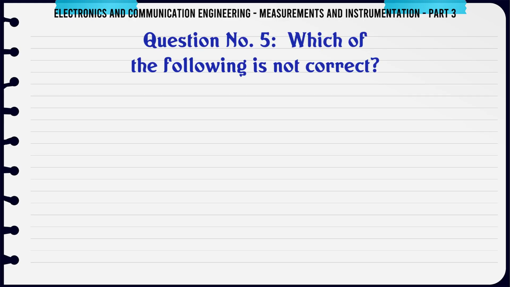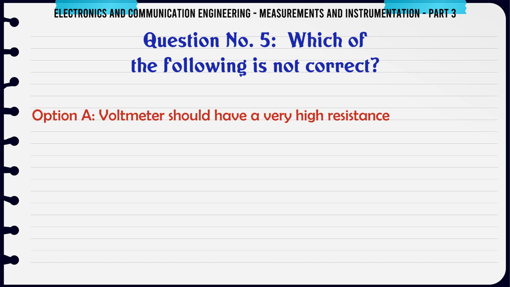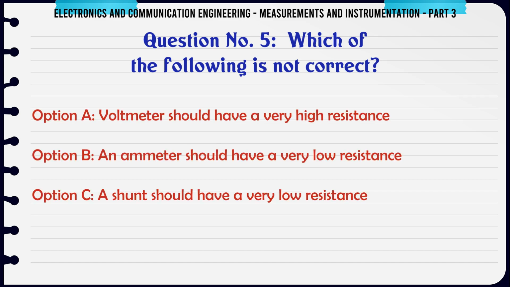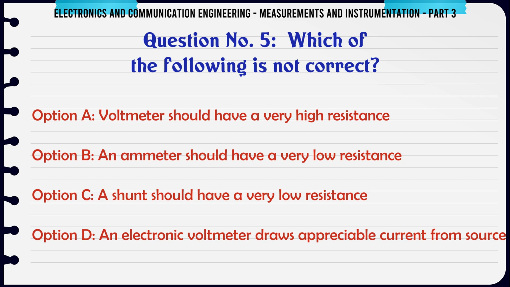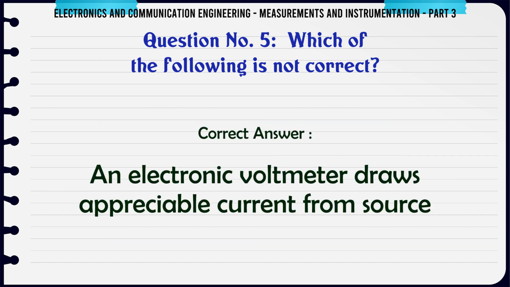Which of the following is not correct? A, a voltmeter should have a very high resistance. B, an ammeter should have a very low resistance. C, a shunt should have a very low resistance. D, an electronic voltmeter draws appreciable current from source. The correct answer is an electronic voltmeter draws appreciable current from source.